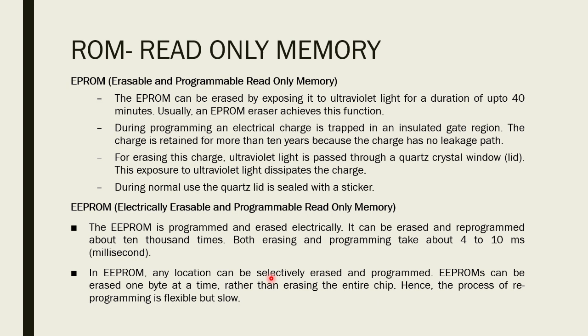So the erasing here is called selective erasing, which is made at a register level, and it is erased with an electrical signal. Whereas in EPROM, the erasing function is done by using UV light. The advantage of EEPROM is that the device can be erased without removing it from its socket.